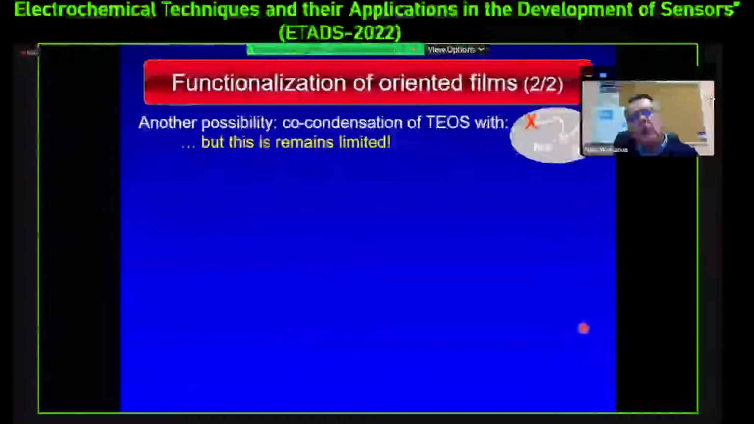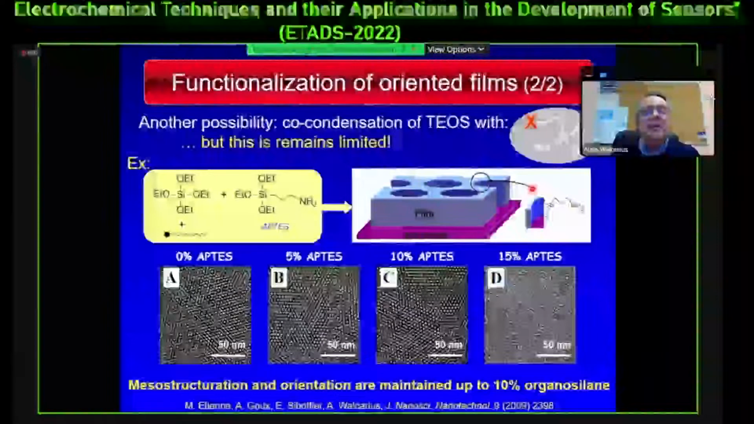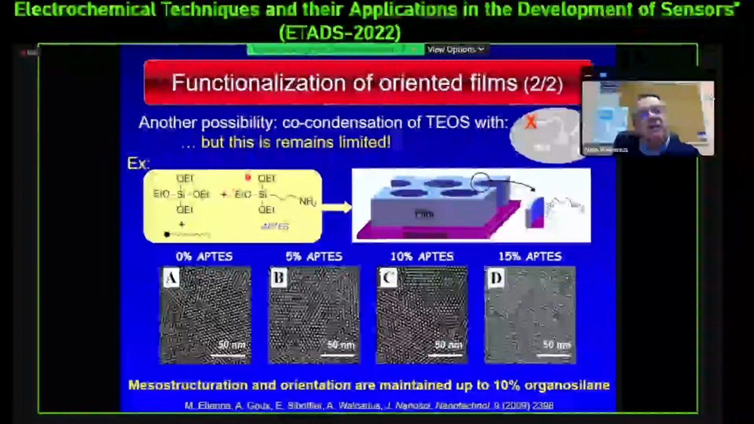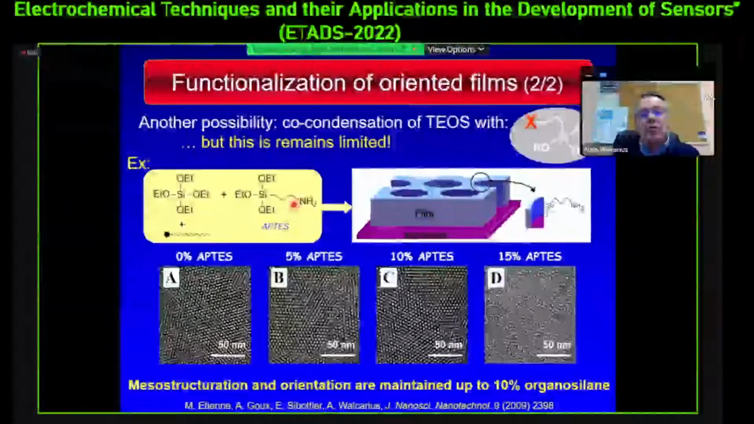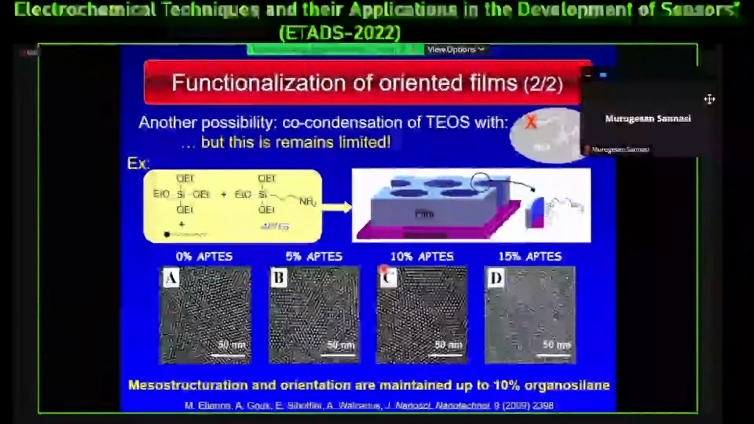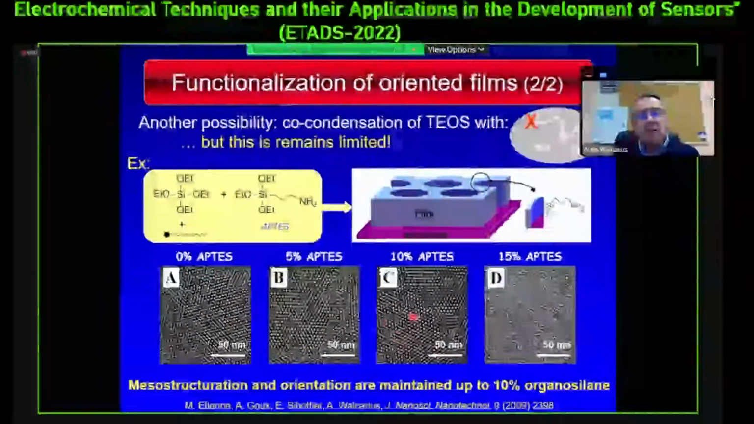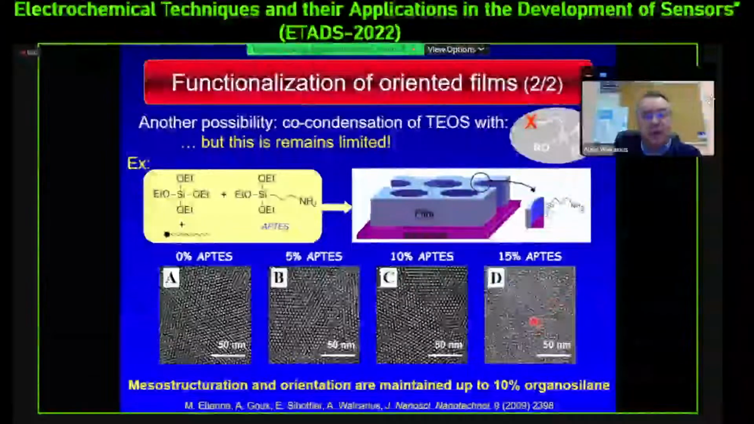And another way could be the co-condensation of tetrahydroxysilane and an organosilane. And co-condensation actually is possible, but it is quite limited. It is restricted to quite simple organosilanes, like the aminopropyl groups, and also to a certain extent of these aminopropyl groups in the starting sol. Up to 10% of APTS, we can observe these well-ordered films, but at larger concentration, we observe non-ordered films.